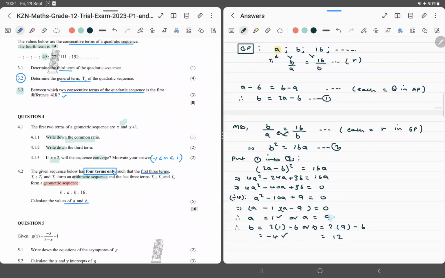Then we take this one again and say B is 12. So 12 over 9, which is 4 over 3. And then there we've got 16 divided by 12. Again, it's 4 over 3. So these solutions are acceptable.